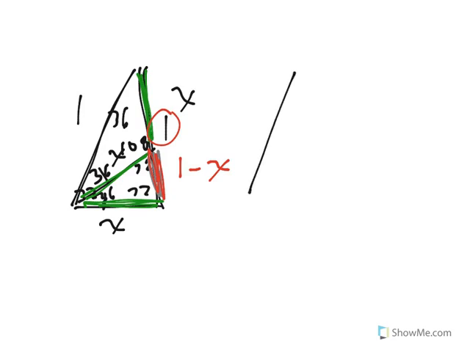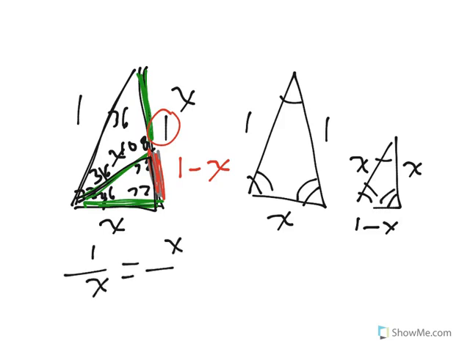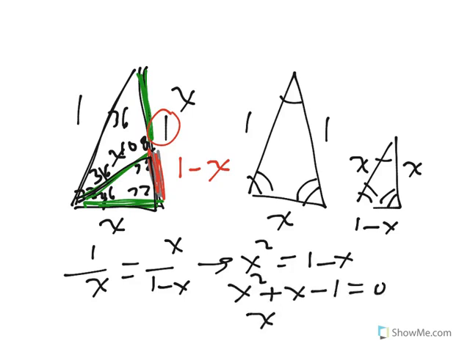Now, if I take my big triangle, which I now see is 1, 1, x, and this small triangle, if I rotate it, its sides are x, x, 1 minus x. And because they're similar triangles, I can make a proportion, 1 over x equals x over 1 minus x, which turns into, after cross multiplication, x squared equals 1 minus x, which turns into x squared plus x minus 1 equals 0, which, if I do the quadratic formula, I get negative 1 plus square root of 5 over 2, which is about 0.6.